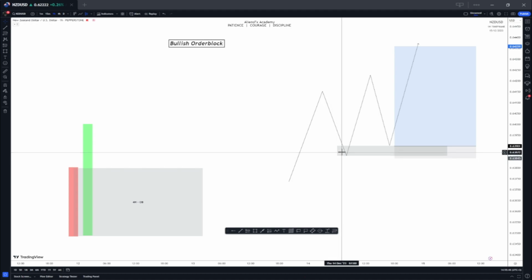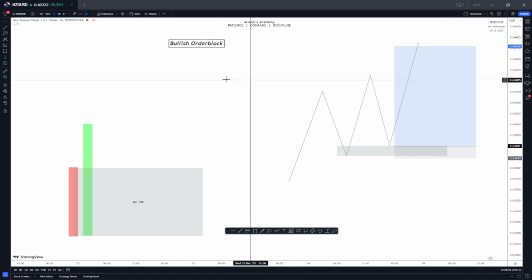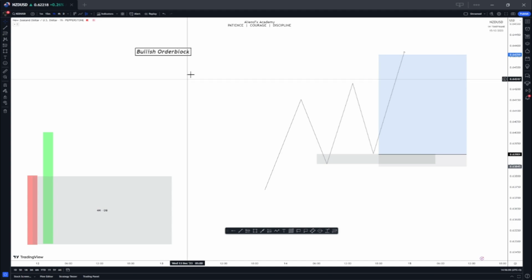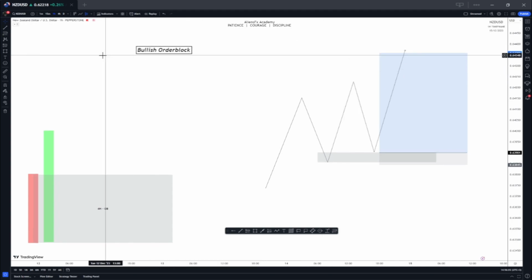Same thing, price comes here, banks put a lot of money here, price goes up, they start taking out the trades, and it goes down, and then they place a lot of money here and it goes up. Same thing, same explanation. Okay, now that's it for the bullish order block. Now let's go to the examples, and then you can see what I mean.